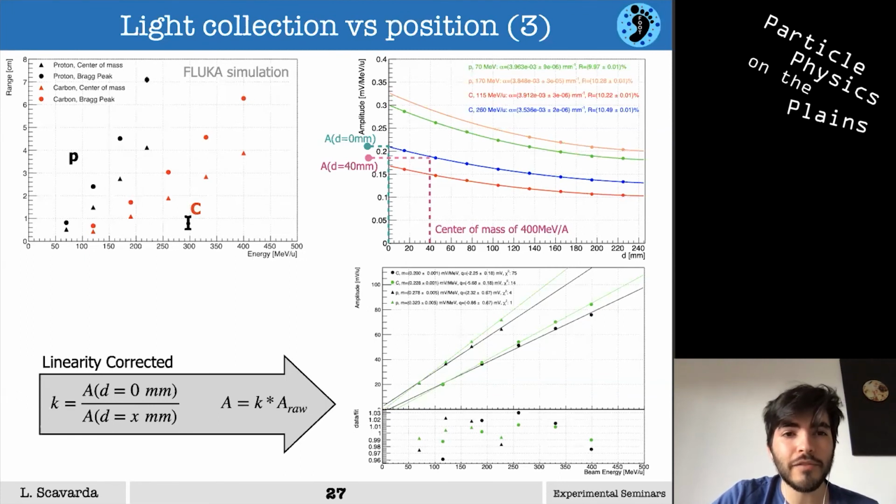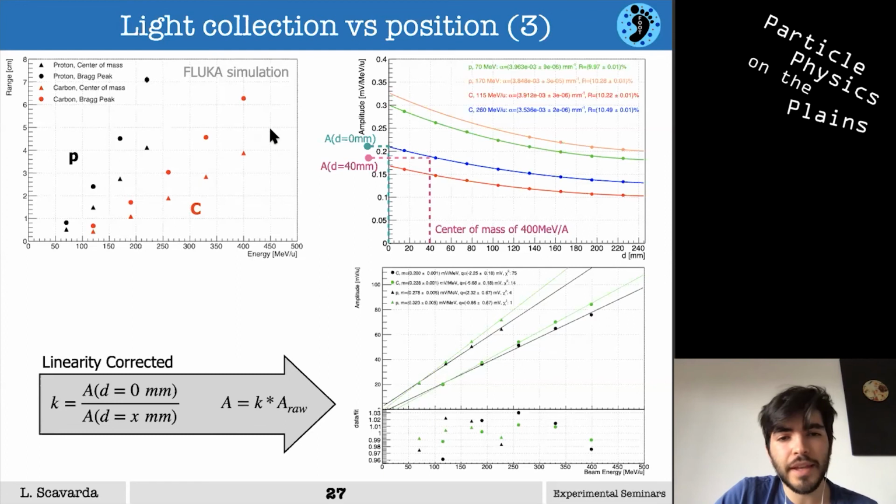So I performed other FLUKA simulations, and this time I performed simulations in order to know the range of the particle inside the BGO crystal. Here you can see the position of the range, so the Bragg peak of the particle inside the BGO, for the five standard energies used up to now. And here the position of the Bragg peak for the energy of protons used up to now.